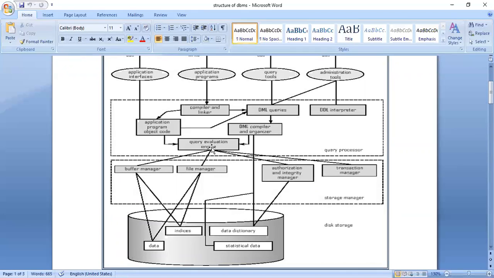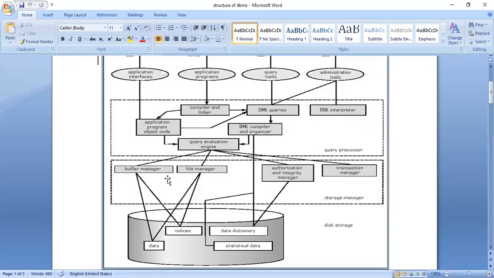Once the query evaluation engine takes all the application code, the compiled and linked data, and the DML queries data, it sends the query to various components of the storage manager. These are the buffer manager, file manager, authorization and integrity manager, and transaction manager. So whichever queries are taken by the query evaluation engine are processed into the buffer manager, file manager, authorization and integrity manager, and transaction manager.